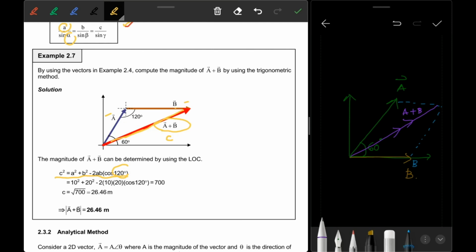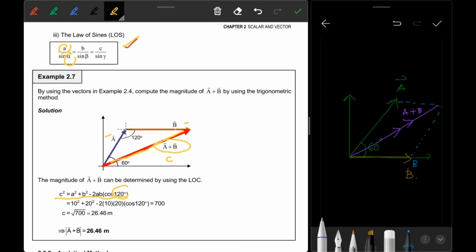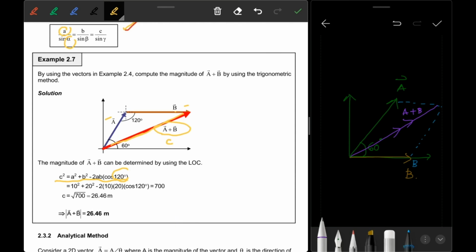Okay, and then that is the way how to use the trigonometric method. So we finish the geometrical method. Remember, there are 4 methods under the geometrical method, which are the triangle method, parallelogram method, polygon method, and trigonometric method. So we will continue on the analytical method after this.